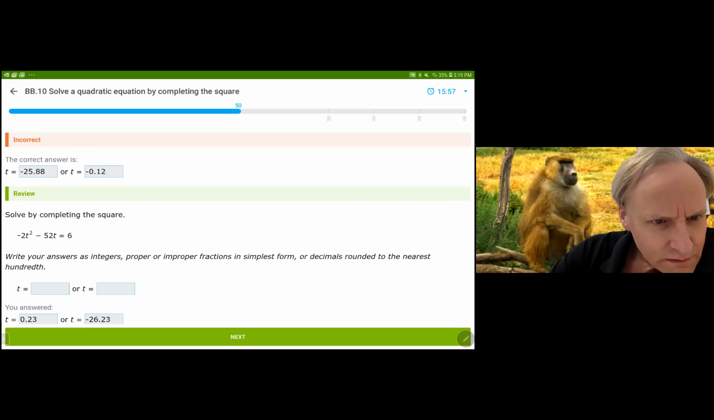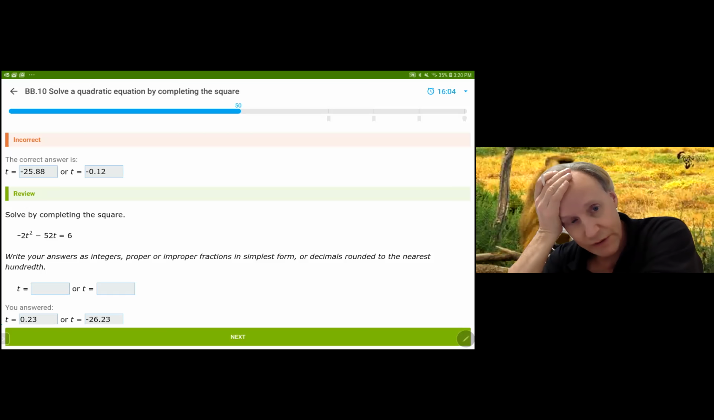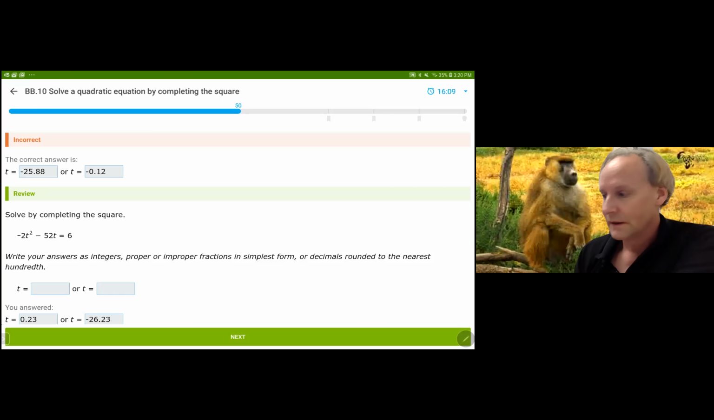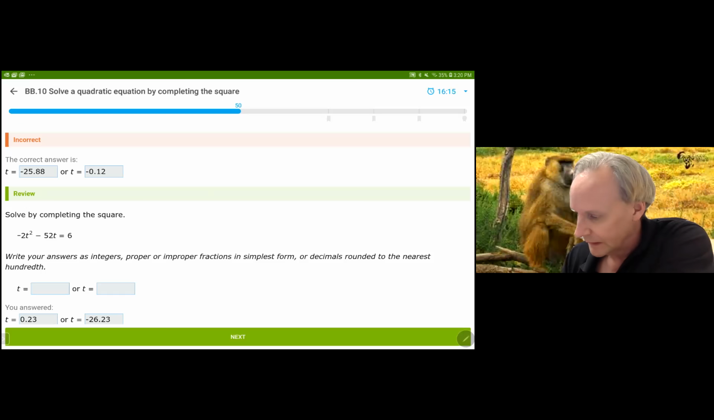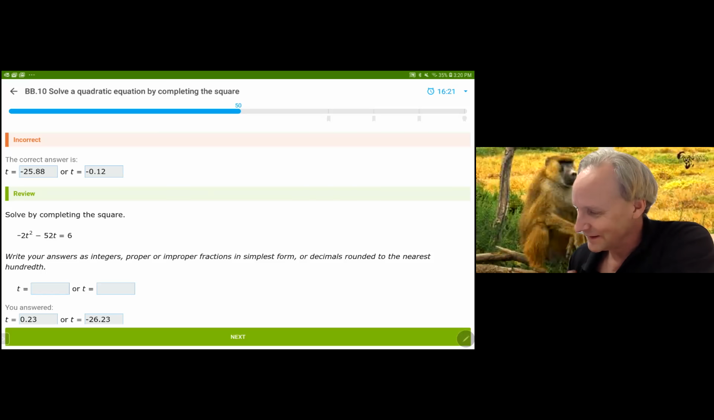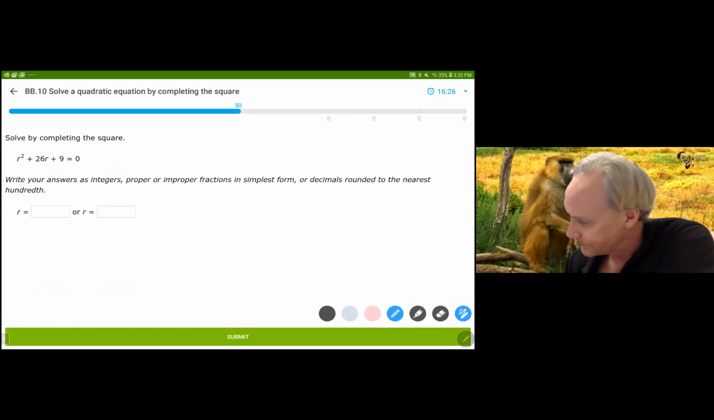What? Did I forget something? Oh my God, I didn't divide by -2 on both sides. Okay, guys, what I did was I divided by -2, and I divided by -2, but I forgot to divide the other side by -2. Dumb errors cost you. So there you have it. I may be doing this one again after all.